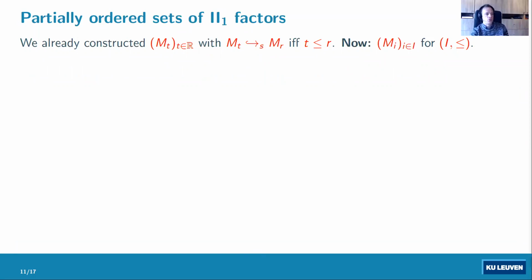And here are the conclusions. On one of the earlier slides, I already showed you that we have this 1 parameter family of II_1 factors where you have embeddability if and only if t is smaller or equal r. Now, actually, with the construction on the previous slide, you can do that with any partially ordered set.